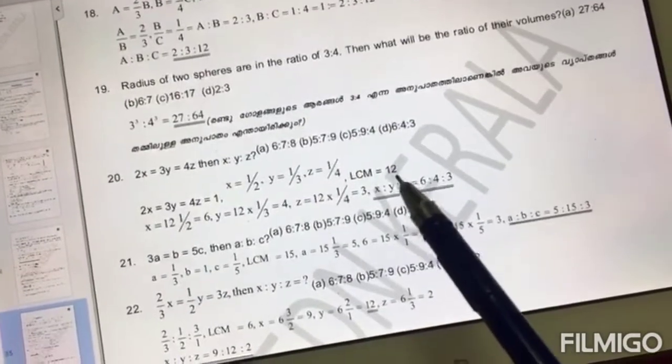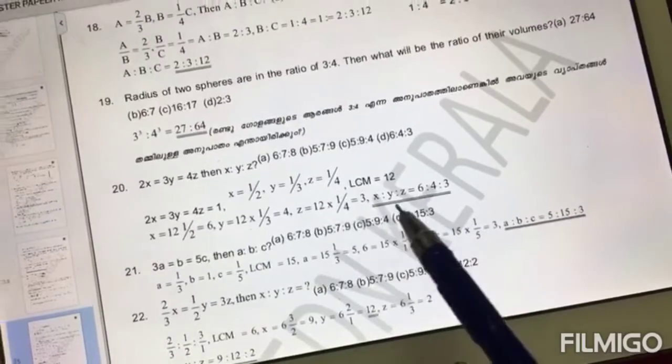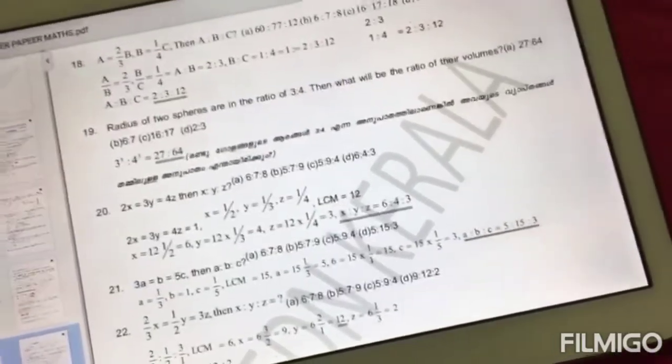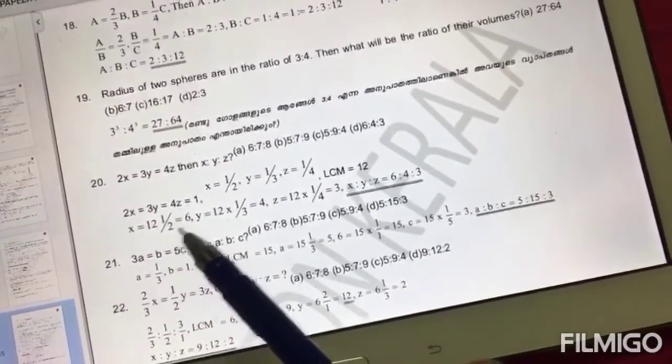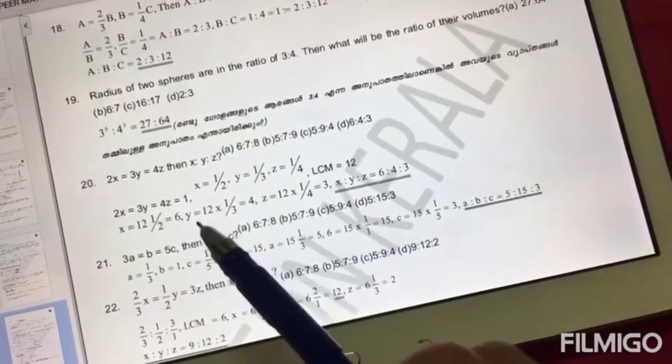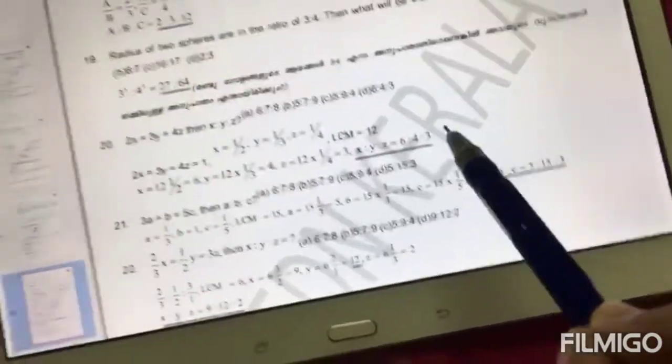Find the LCM, it is 12, multiply each so that they all have the same denominator, and you will get the answer as, see, x is equal to 12 into 1 by 2 because that's the LCM. It is 6. For y it will be 4 and z is equal to 3. So the ratio is 6 is to 4 is to 3.